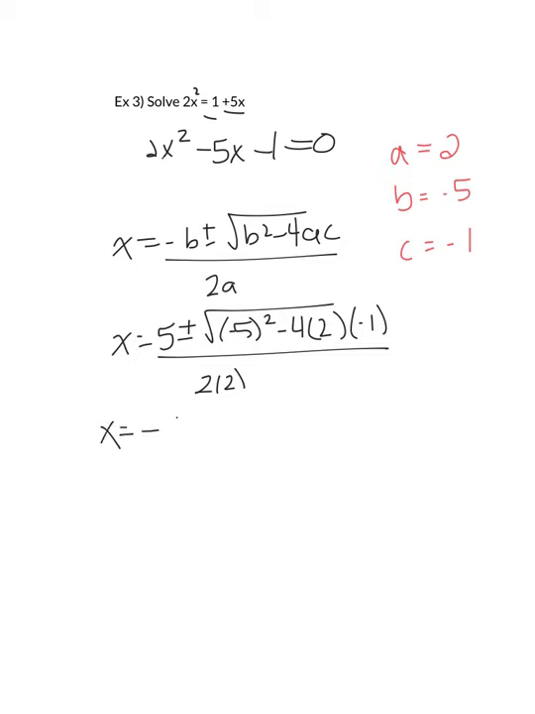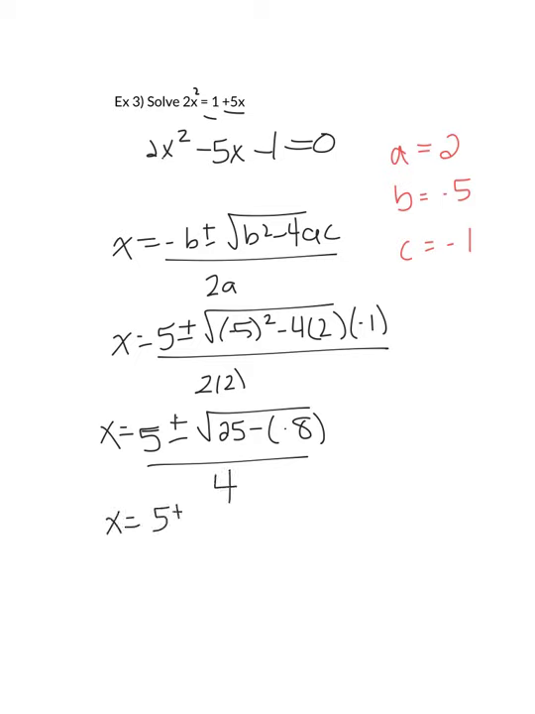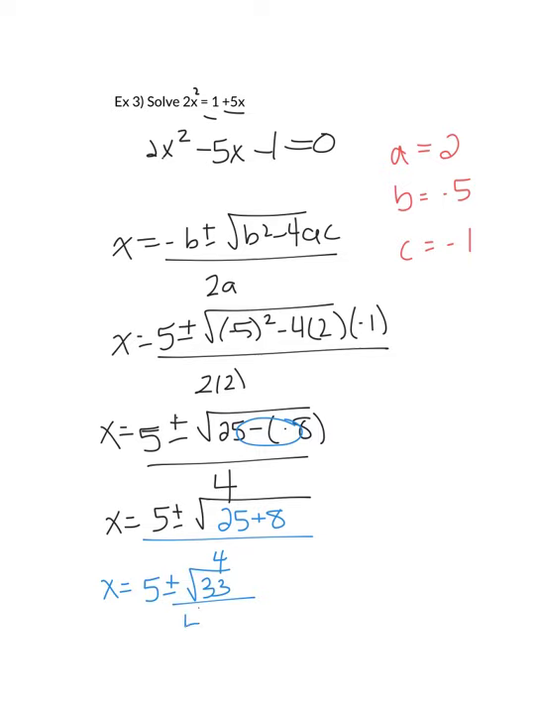X is equal to 5 plus or minus the square root of negative 5 squared is 25, and then minus 4 times 2 is 8 times negative 1 is negative 8. And then all of that is going to be divided by 4. So x is equal to 5 plus or minus the square root of, now again, we have a minus negative 8, so that's really going to be a plus. So 25 plus 8 divided by 4. X is equal to 5 plus or minus the square root of 33 divided by 4.